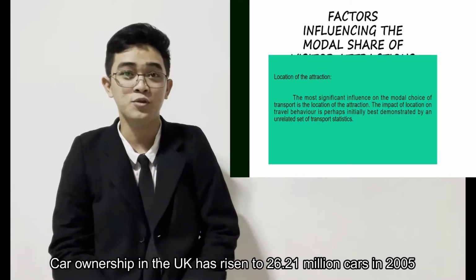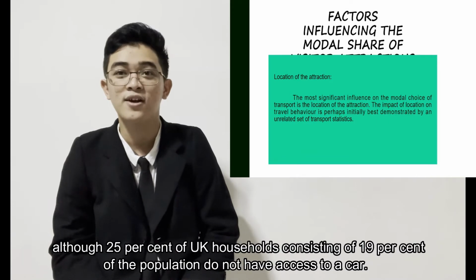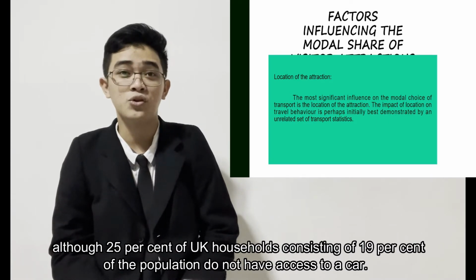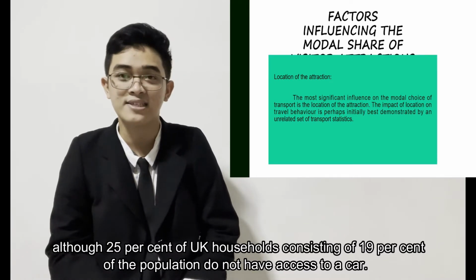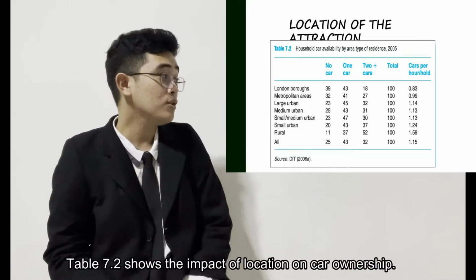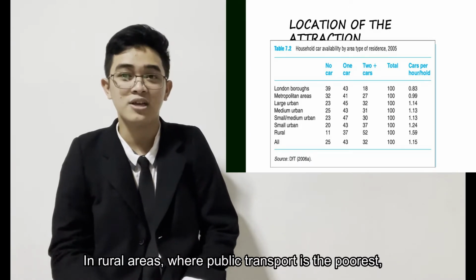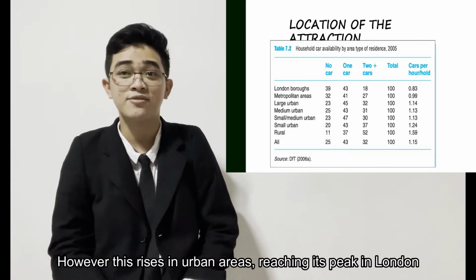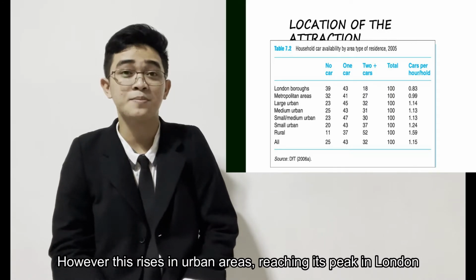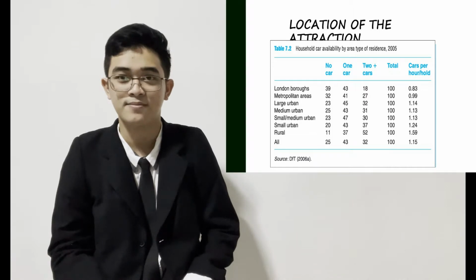Car ownership in the UK has risen to 26.21 million cars in 2005, although 25% of UK households, consisting of 19% of the population, do not have access to a car. Table 7.2 shows the impact of location on car ownership. In rural areas, where public transport is the poorest, only 11% of households do not have access. However, this rises in urban areas, reaching its peak in London, which has the most comprehensive public transport network.